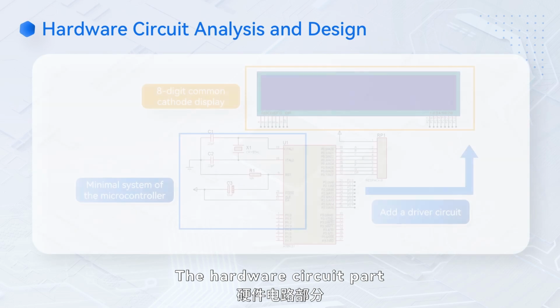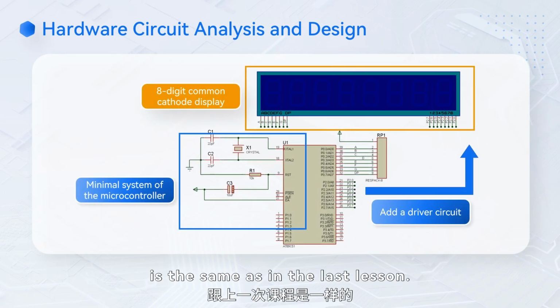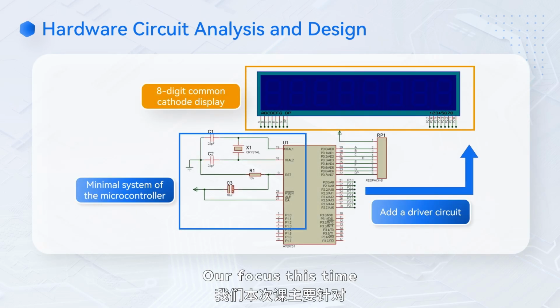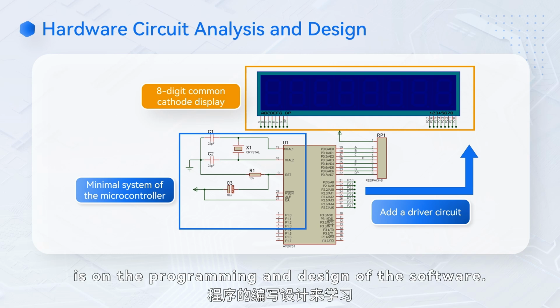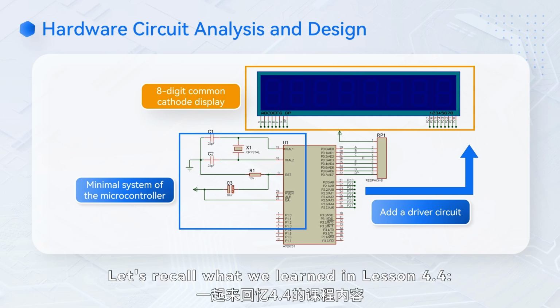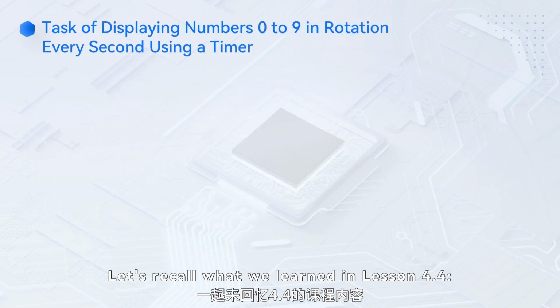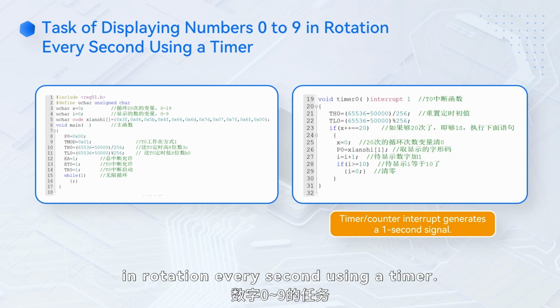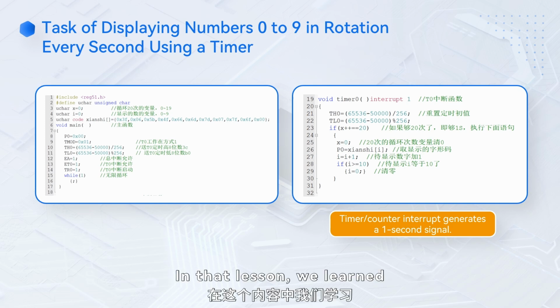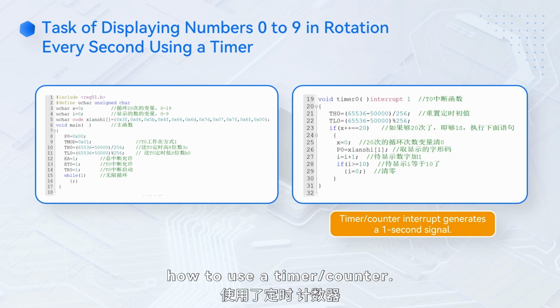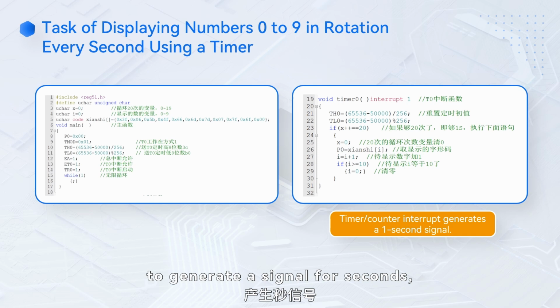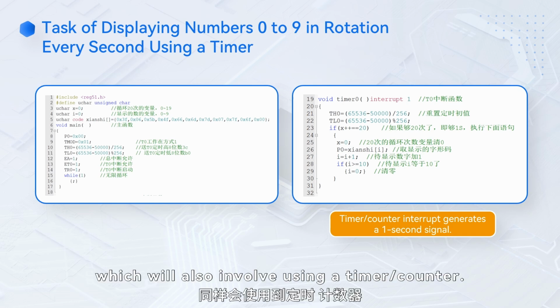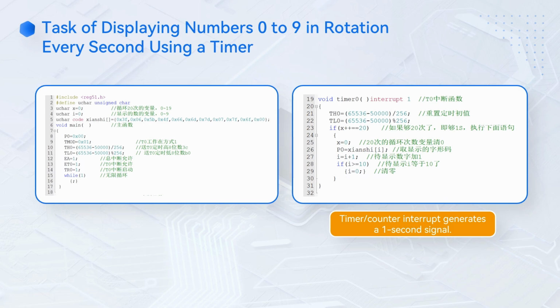The hardware circuit part is the same as in the last lesson. Our focus this time is on the programming and design of the software. Let's recall what we learned in lesson 4.4: the task of displaying numbers 0 to 9 in rotation every second using a timer. In that lesson, we learned how to use a timer or counter. For this design, we need to generate a signal for seconds, which will also involve using a timer or counter.